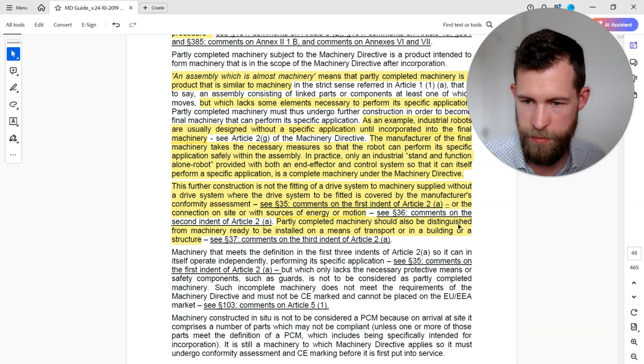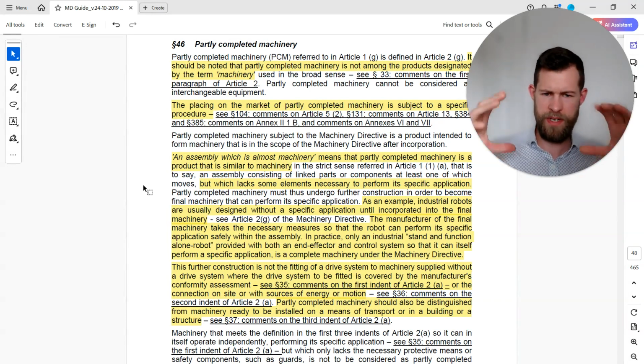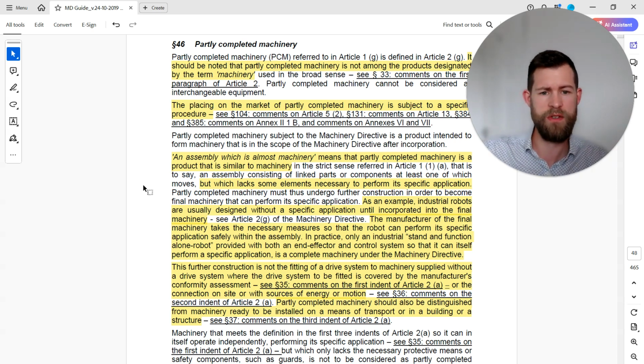Partly completed machinery should also be distinguished from machinery ready to be installed on a means of transport or in a building or structure. So that gives you a bit of an idea of the difference between what we CE mark, what is complete machinery, what needs to or does meet all the requirements of Annex 1, the essential health and safety requirements, and what is partly complete machinery, so machinery that may be designed to integrate with another piece of machinery, machinery that doesn't have a particularly critical item within it to fulfill its function. How do we engage with that? And the guidance document here is very helpful in terms of grappling with some of those definitions.